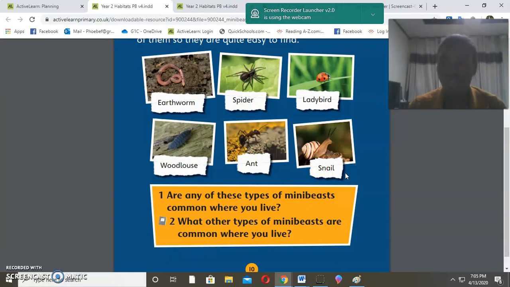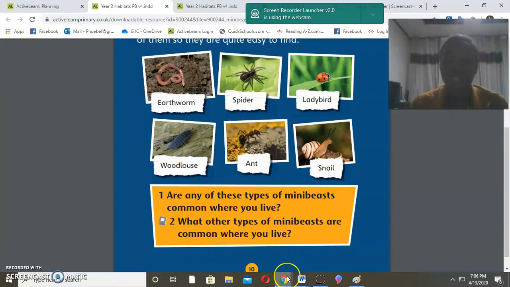Okay, a question to jog your mind. Are any of these type of mini beasts common where you live? You're going to tell me yes or no. What other type of mini beasts are common where you live? You are going to write down the answer. Remember, number one, you have to look at them and then you tell me yes or no. With the second one, you are going to write down your answer.